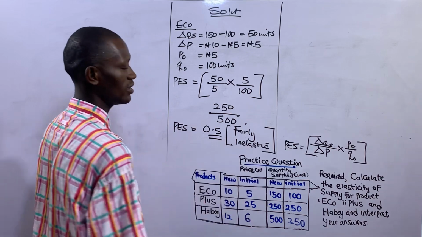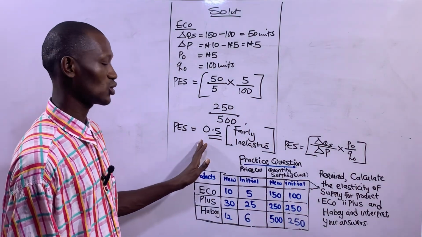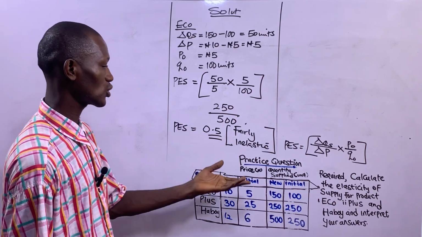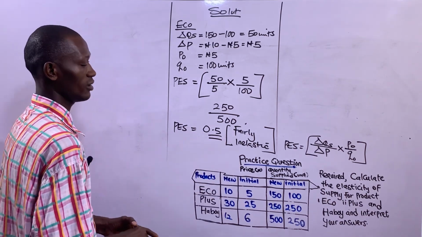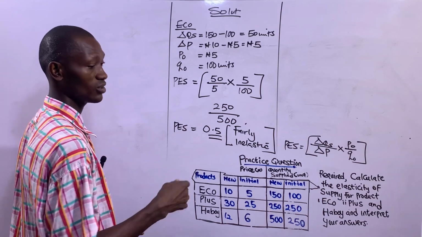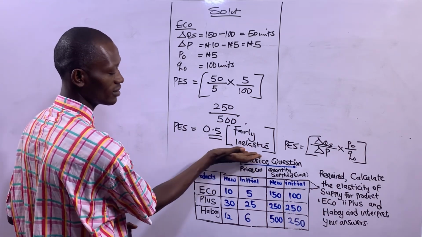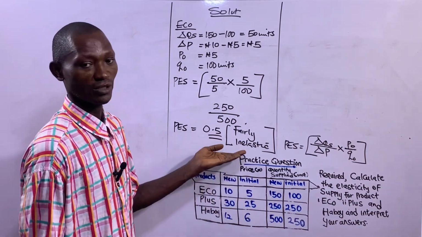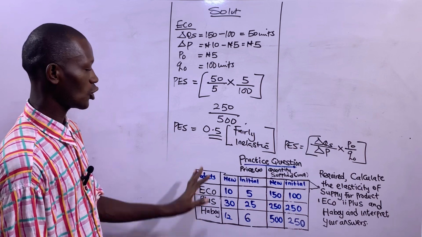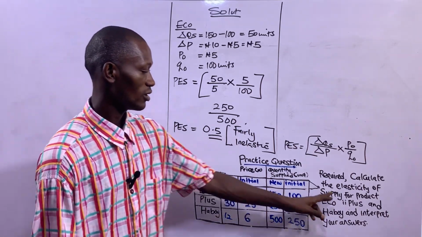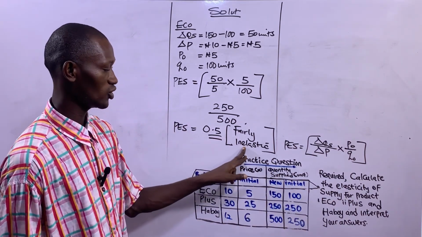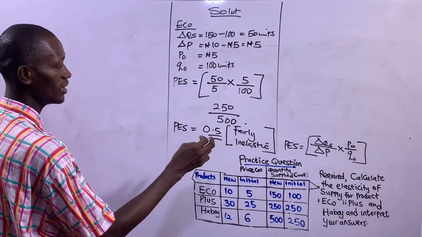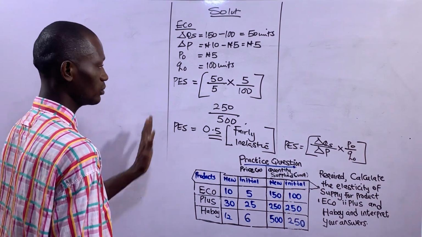So most times it is not always enough for students to be able to calculate the elastic coefficients for any product, but also to be able to interpret the elastic coefficient which you have gotten for that particular product. So this interpretation shows how intelligent you are as a student. So there is the elastic coefficient, which you are asked to get, then the interpretation. So that's with respect to product echo. Then let's solve for plus now. So I hope this is understood.